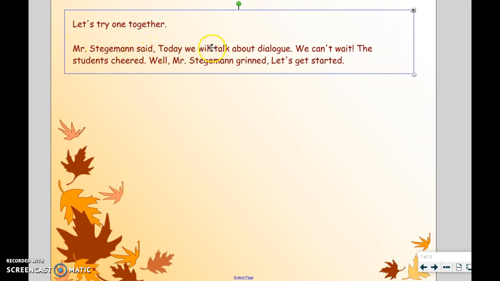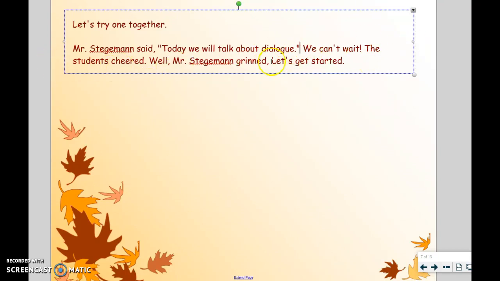Mr. Stegman said, "Today we will talk about dialogue." So it looks like that's what I said. So again, when we talked about capitalization before, it looks like this is the first thing that I'm saying, so I have to make sure that this letter is capitalized right here. So I'm going to put a quotation mark around that. And then I'm going to put a quotation on the outside of the period. That way I know I have something.